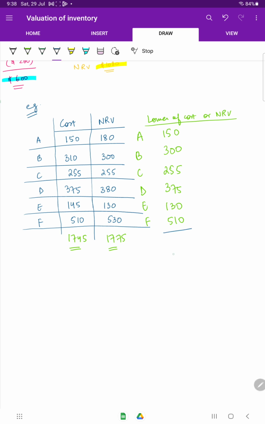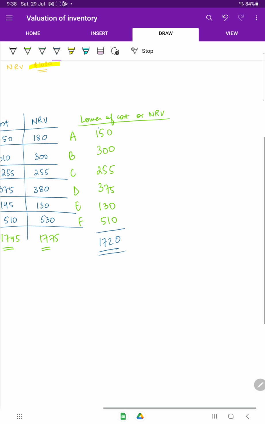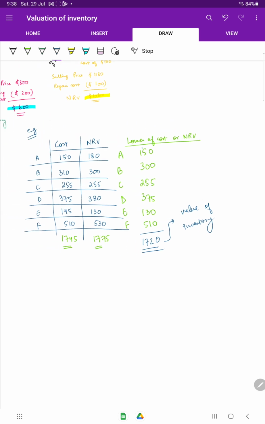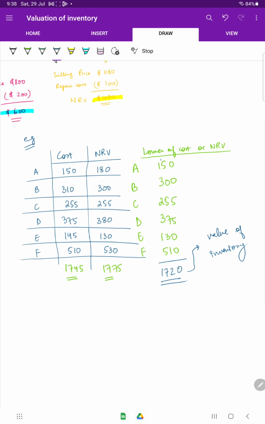What this is, 1118, 1720. So my value of inventory is 1720 and not 1745. Please copy this example. Then I have two formats for you, which are for the inventory calculation forward and inventory calculation backwards.